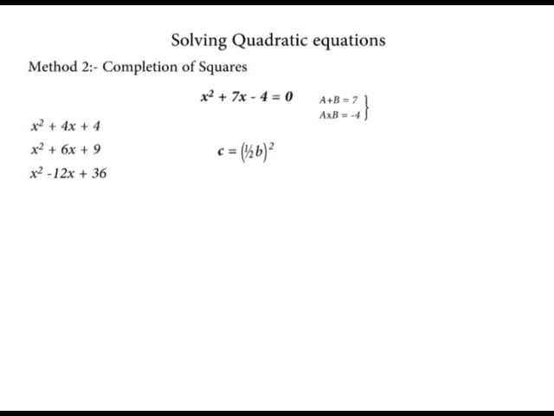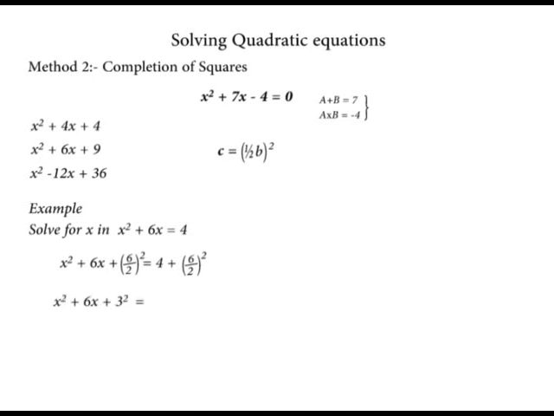In that case, we must first make the leading coefficient 1. For example, x squared plus 6x is equal to 4. We first add (half b) squared on both sides. In this case, b is 6. So we shall have x squared plus 6x plus 6 over 2 squared is equal to 4, and then we add 6 over 2 squared to that side. We shall have x squared plus 6x plus 3 squared is equal to 4 plus 3 squared.